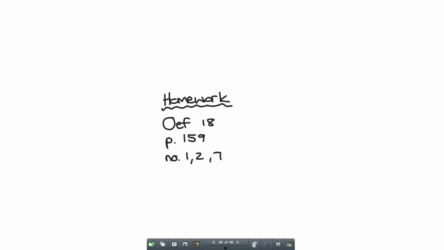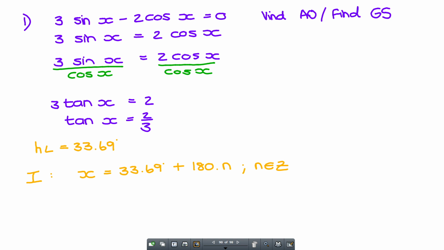Julle het gehad nommer 1, 2 en 7, né? So kyk gou by nommer 1. Sê ek vir jou 3 sin x minus 2 cos x is equal to 0, and you have got to find the general solution. Vind die algemene oplossing.